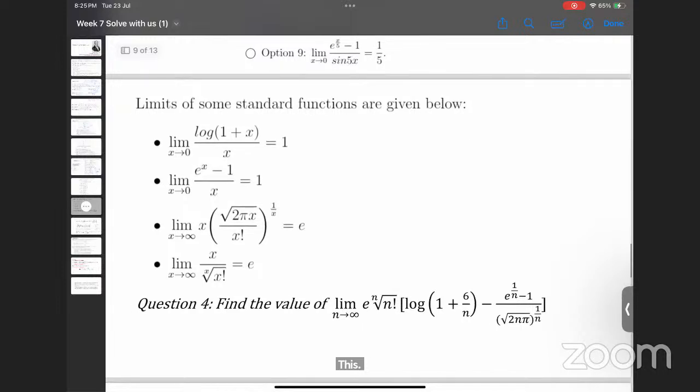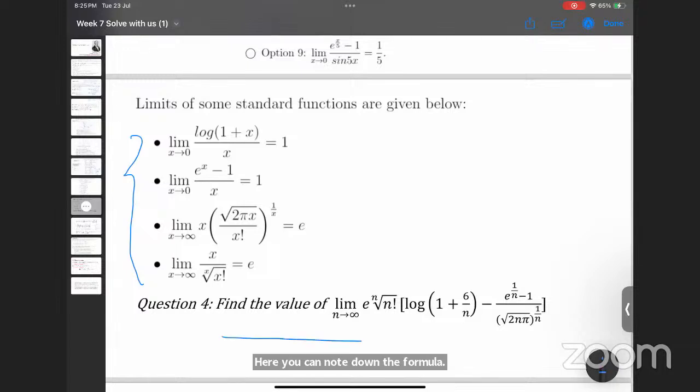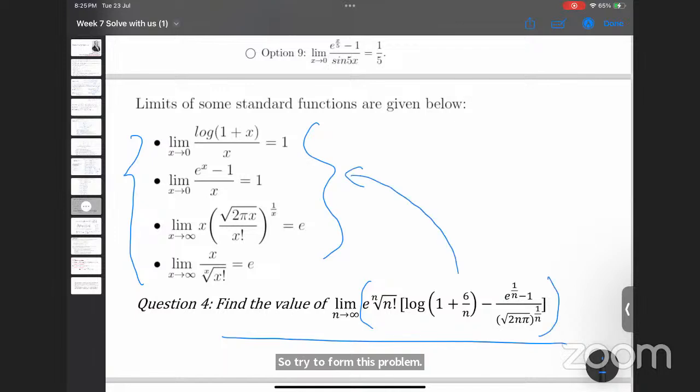Here again we have some formulas. Here you can note down the formula and then solve this question. Your target should be, using this formula, you have to solve this question. So try to form this problem such that it will be in this pattern. Okay, ma'am.